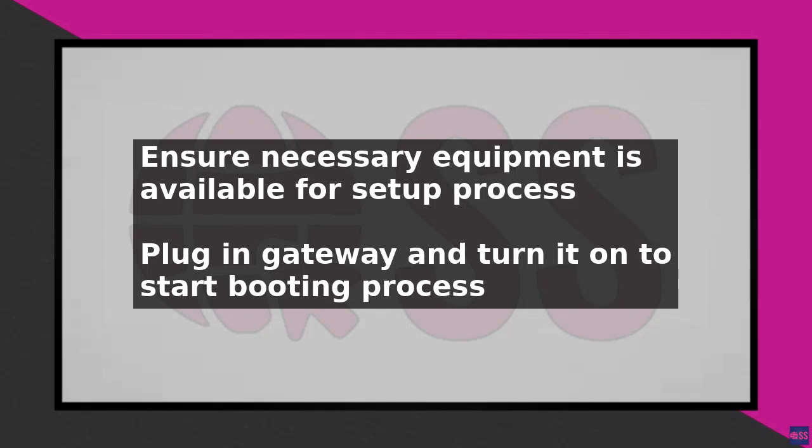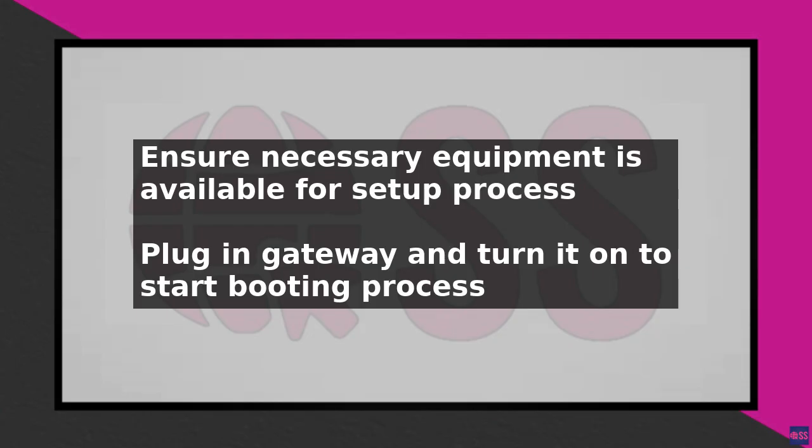Setting up T-Mobile home internet is a straightforward process that can be completed in a few simple steps. First, ensure you have the necessary equipment, including the T-Mobile home internet gateway and a power cord. Plug in the gateway and turn it on. Then wait for it to boot up and complete its initial setup.